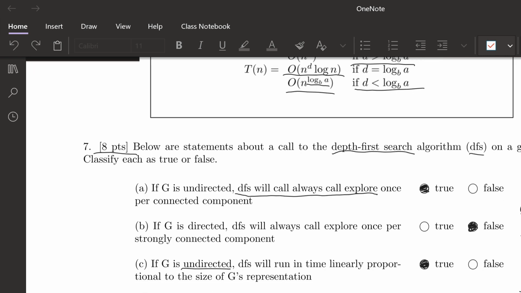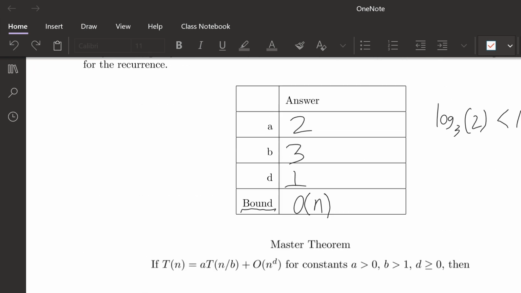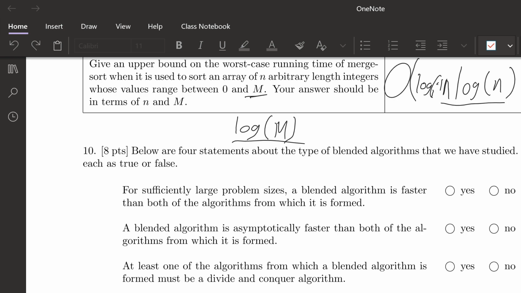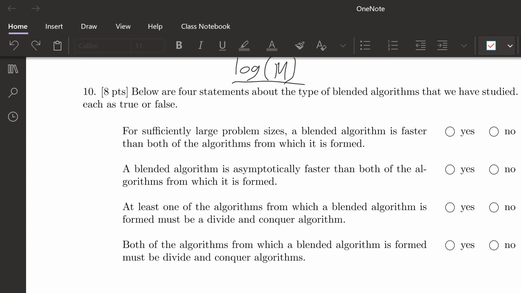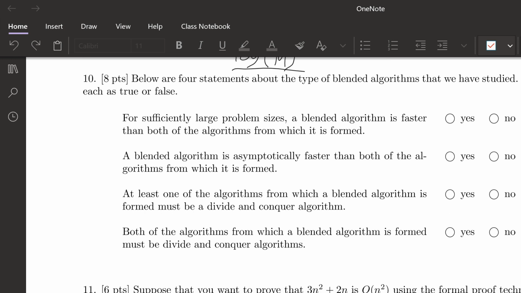All right. We've gotten down to question 10. There's only 14 questions, although I only have 10 minutes. So before I dive into some more yes/nos, has anybody had time to look at the midterm exam review paper? Do you have burning questions that you'd like me to get to before the end of class? Okay. All right then. Below are 4 statements about the type of blended algorithms that we have studied. Classify each as true or false.